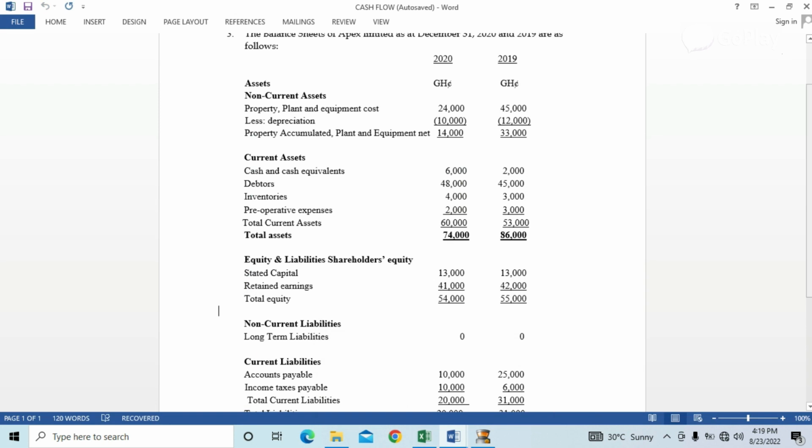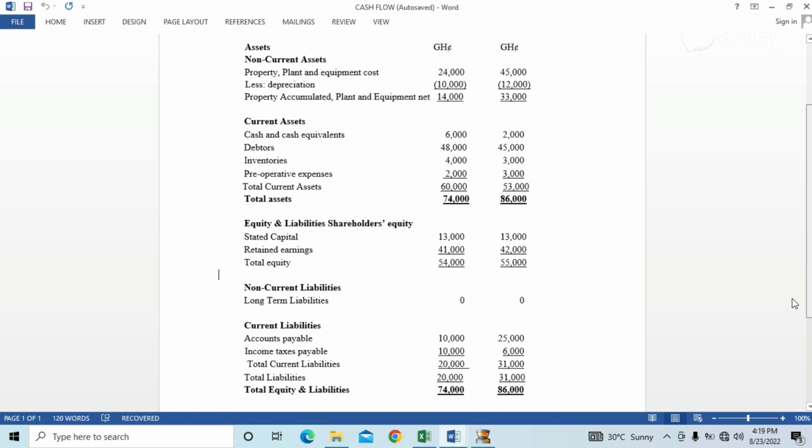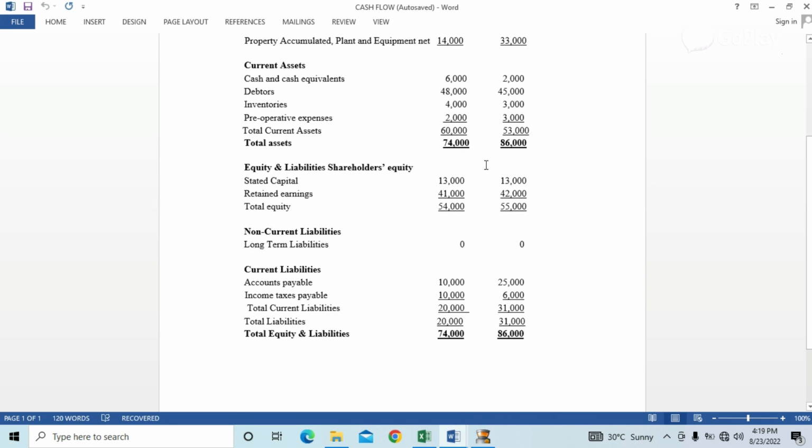Have there been changes in capital? So we take it from the equity side here. So capital is the same. Retained earnings, okay, we will look at that. Long-term liabilities, 0. So there is nothing there. So actually, what we are looking at, we are going to look at these three items for the financing activities: the long-term liability, the retained earnings, and then the stated capital. So the stated capital, there is no change. It was 13,000 for 2019 and 13,000 for 2020.